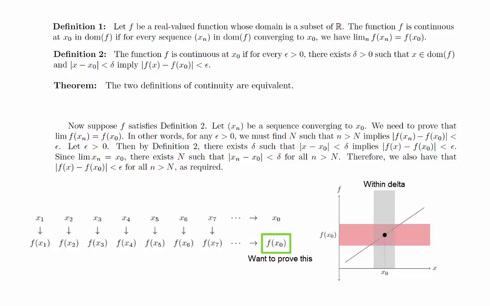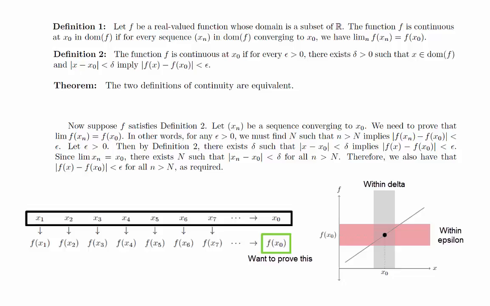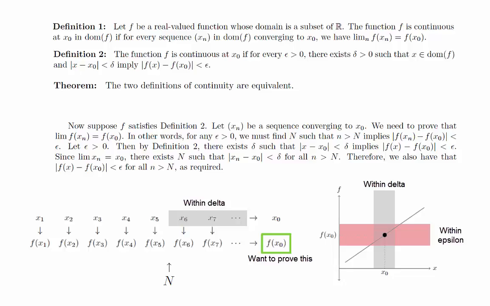By definition 2, there exists a delta such that the absolute value of x minus x0 less than delta implies the absolute value of f of x minus f of x0 is less than epsilon. Since the limit of x sub n is equal to x0, there exists a capital N such that the absolute value of x sub n minus x0 is less than delta for all little n greater than capital N. Therefore, we also have that the absolute value of f of x sub n minus f of x0 is less than epsilon for all little n greater than capital N, as required.